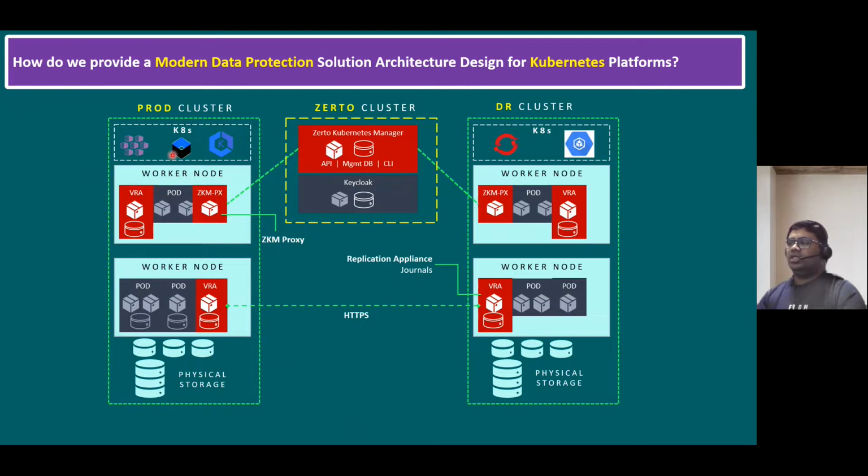Okay, and here is the high level solution architecture design for Kubernetes platforms. Suppose you are presenting the solution architecture design specific to AKS, you can remove the remaining logos and the architecture is still the same. And even for Zerto for Kubernetes, the main components are highlighted in red. The components include Zerto Kubernetes Manager, ZKM, Keycloak, virtual replication appliances, and ZKM proxies. Okay, these are the key components in our solution architecture design. Hope you understand. Let's move on to the next point.